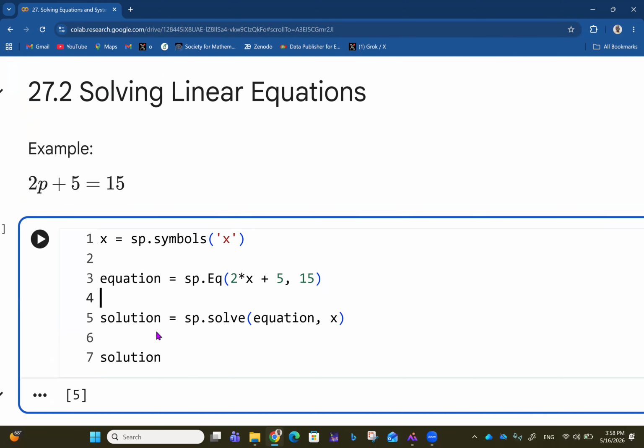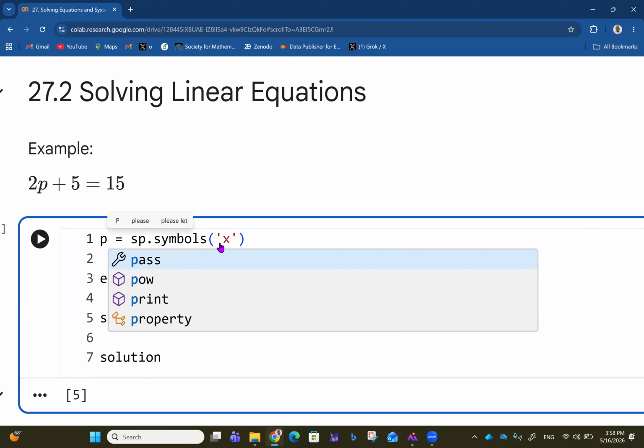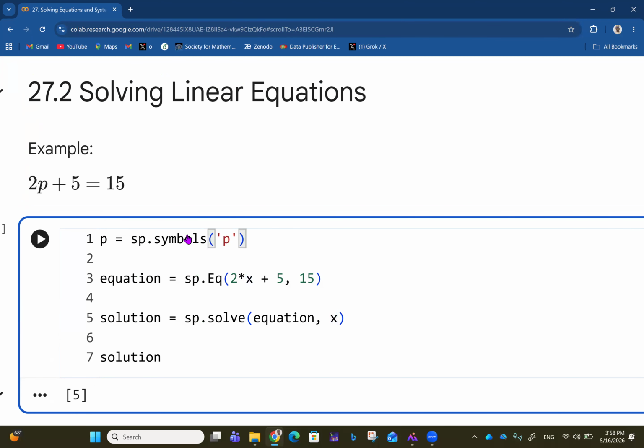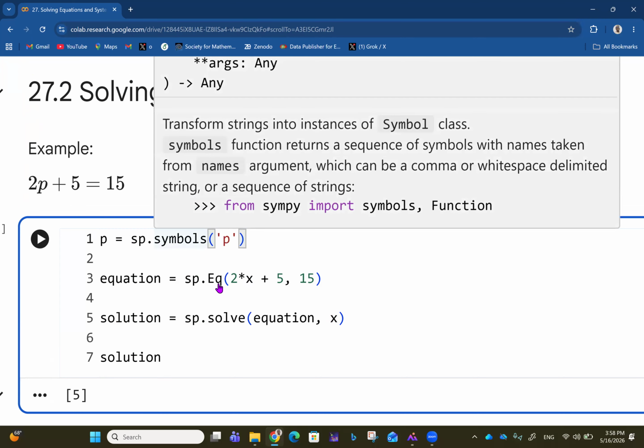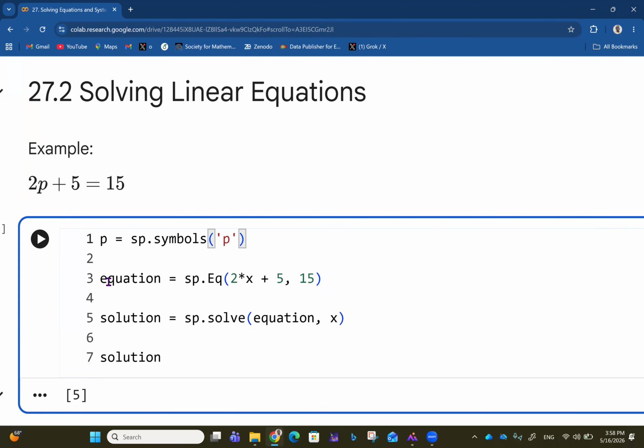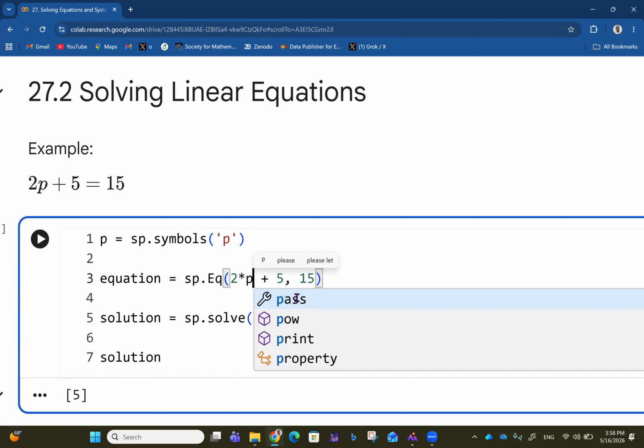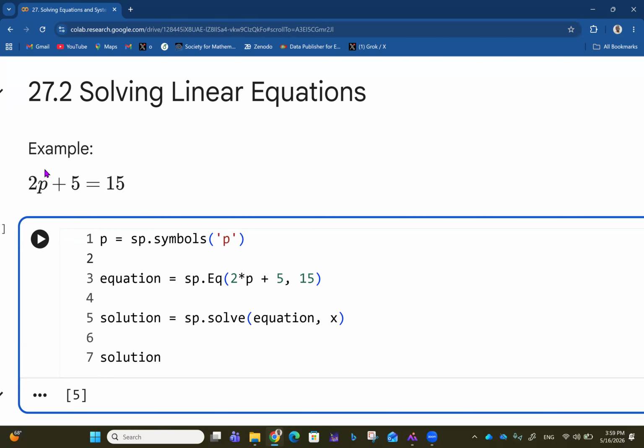In this case, you have to declare the symbol as p. Well, you can use the plural one even for one symbol because it's the most convenient. You don't have to worry about whether it is a capital letter or not. Then you declare your equation. The equation is sp.Eq, which is a function from the SymPy library, and then you have 2p plus 5, comma, 15. So you have the left hand side here and the right hand side here, separated by comma. Then the solution is sp.solve. Solve is the keyword to solve the equation you have declared here, and you're solving in terms of p, not x anymore. If you run that, it gets 5 as expected.